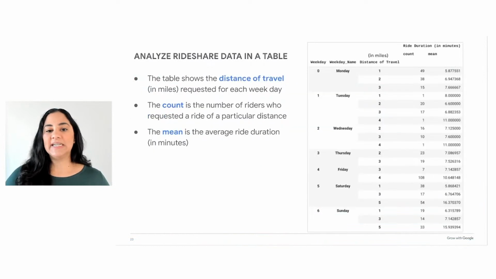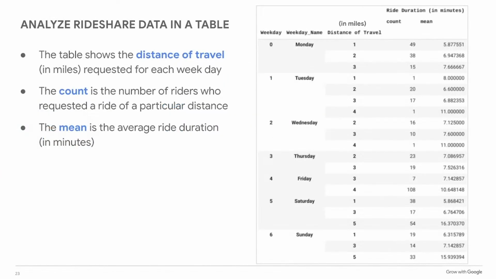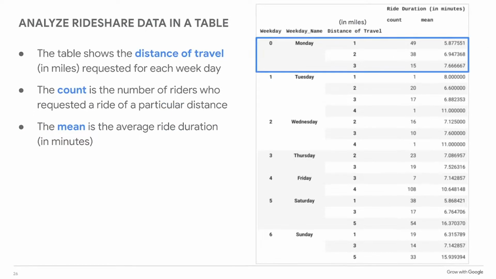Now that all of the data is in the same readable format, we write a line of code to create a table of information from the dataset. Creating a table will help us understand the story the data is trying to communicate. Take a few minutes to review the information that's visible in the table on the slide. The table shows the distance of travel requested for each day of the week. For example, on Mondays, riders only requested trips that were 3 miles or fewer.